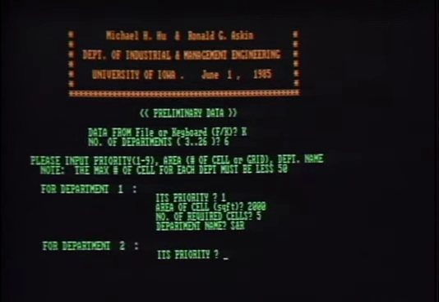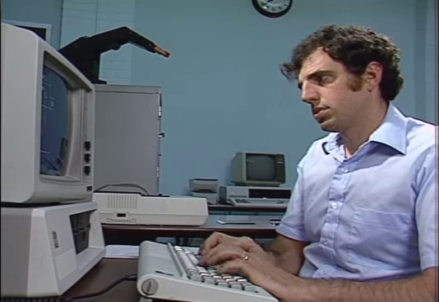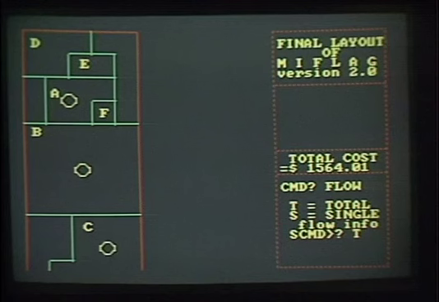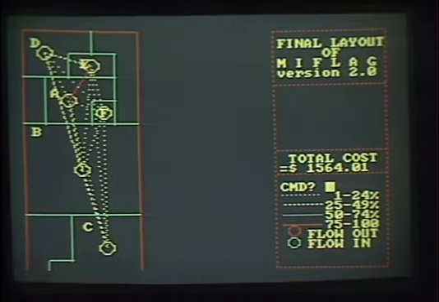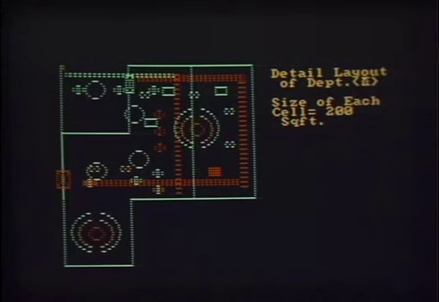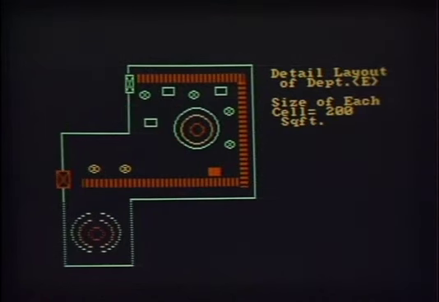MyFlag is an interactive package that assists in optimizing plant layout. The input consists of the types and sizes of departments needed and the measures of material flow between them. The program generates a proposed solution which is displayed graphically. The analyst may examine the initial solution and attempt to improve it.